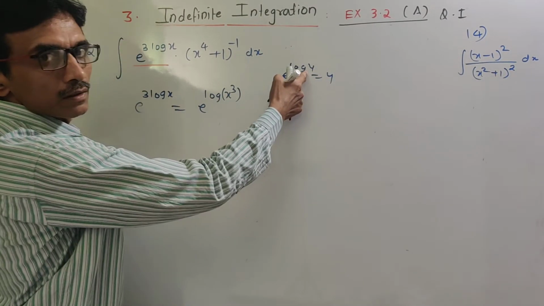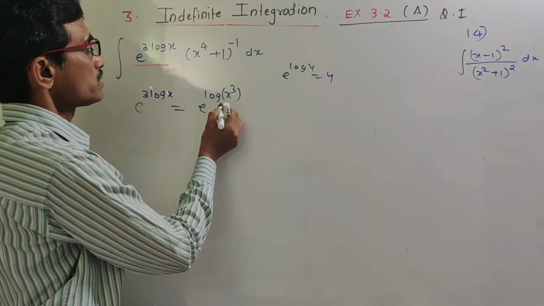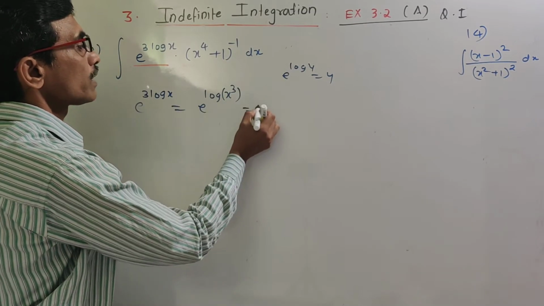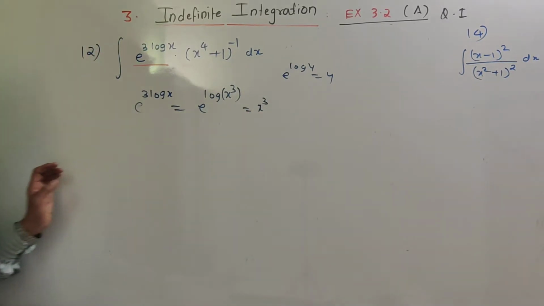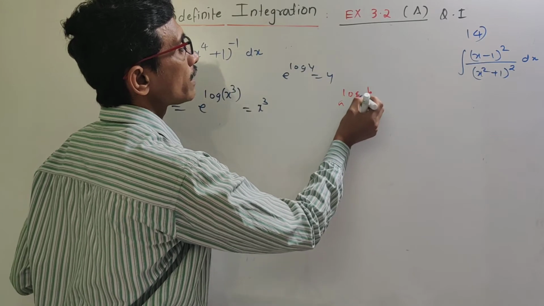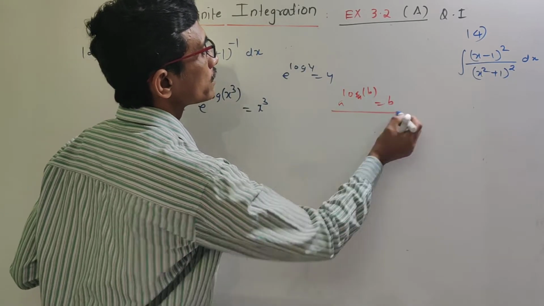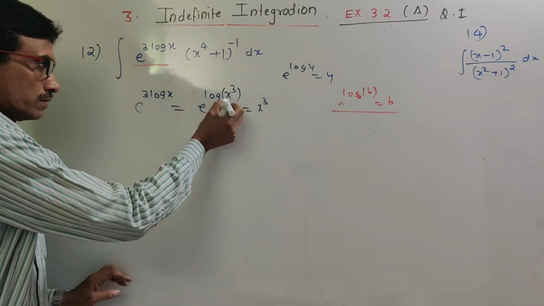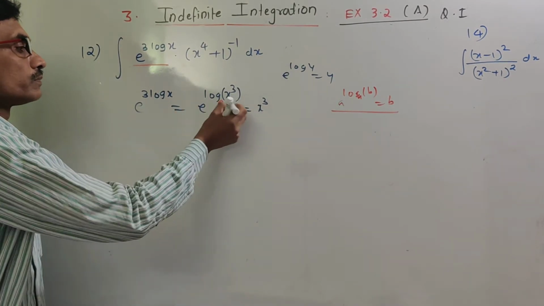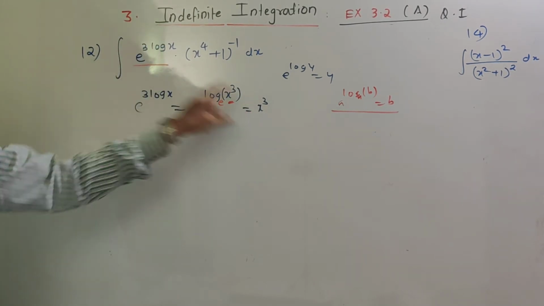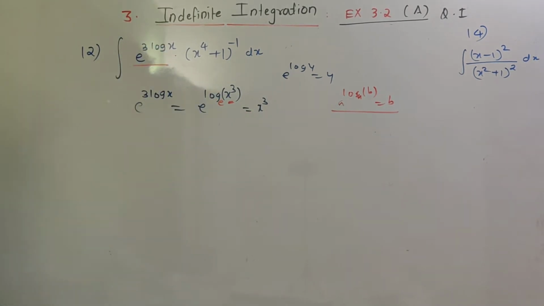Here base is e, so therefore e raised to power log of this will be equal to x cube. We are using this rule, that is a raised to power log of b to the base a is equal to b. So base is e over here, therefore only x cube. That means in place of the whole term we write x cube. ये पूरे term के बदले x cube लिख सकते हैं आप.